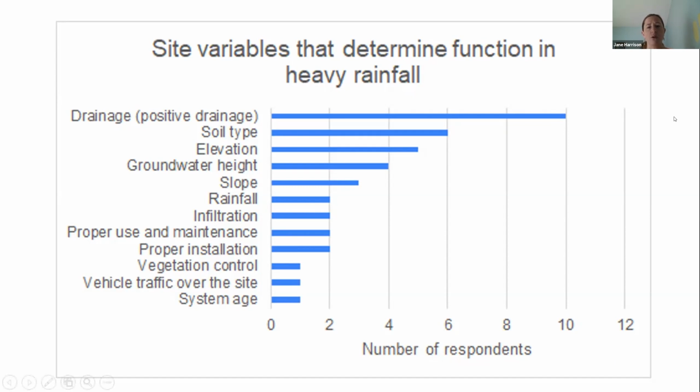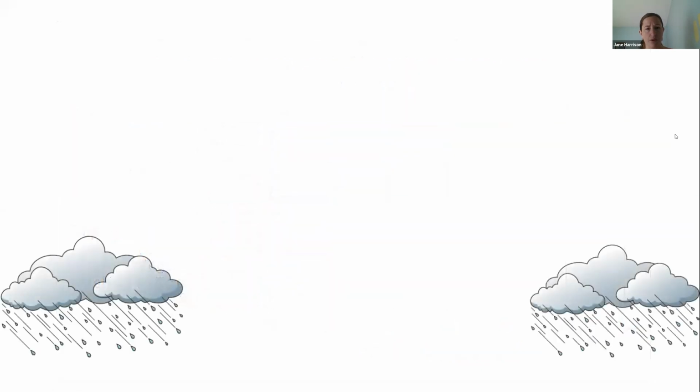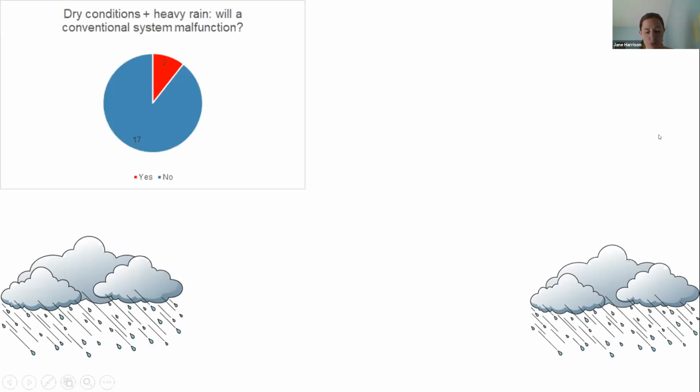And so we asked them, what were some of these conditions that determine function in both heavy rainfall as well as frequent rainfall events. They were very similar in terms of the site conditions that impact. Now, another question that we were asking them was to consider 3 hypothetical weather scenarios and how they would expect a conventional septic system to handle the conditions. So I'm just going to briefly go over those 3 scenarios. The first one was dry conditions and heavy rain.